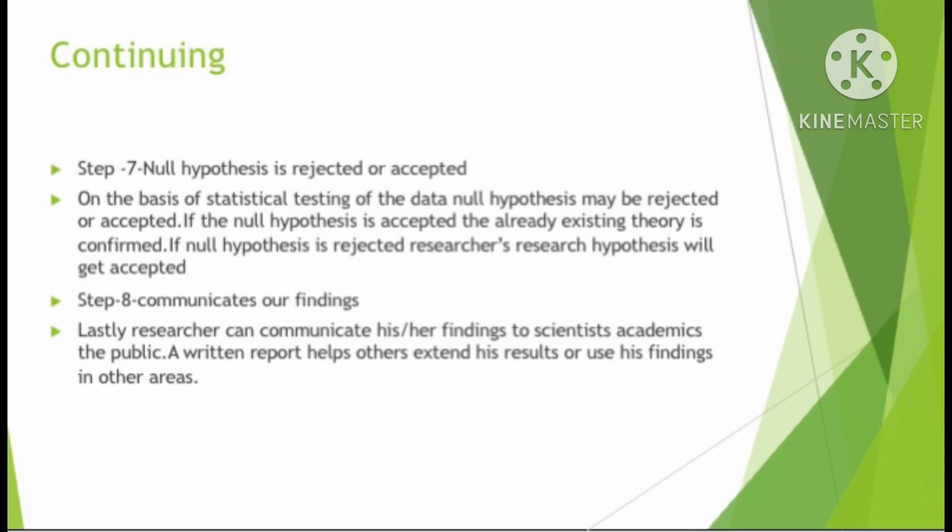Seventh step is null hypothesis is rejected or accepted. On the basis of the statistical testing of the data, the null hypothesis may be rejected. If the null hypothesis is rejected, what will we do? We will accept our research hypothesis. Otherwise, if the null hypothesis is accepted, the already existing theory is confirmed. We are making the null hypothesis based on the already existing theory, isn't it? So if we are accepting the null hypothesis, that means the already existing theory is confirmed. If the null hypothesis is rejected, the researcher's research hypothesis will get accepted. That is step number 7.